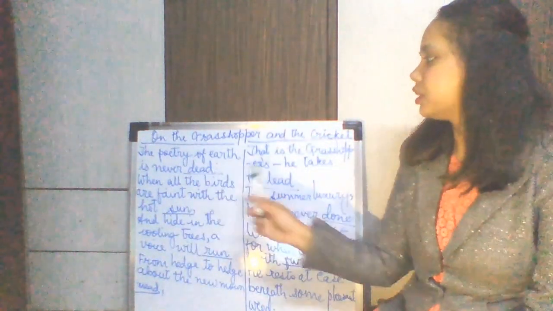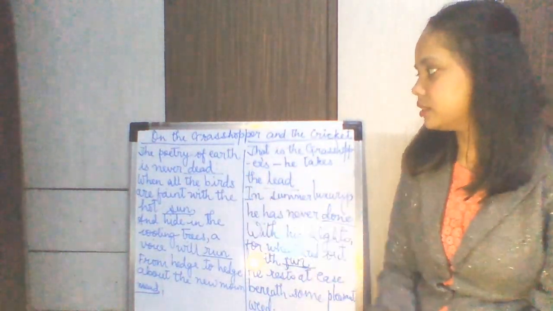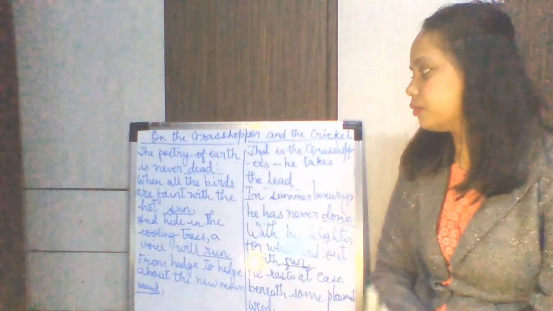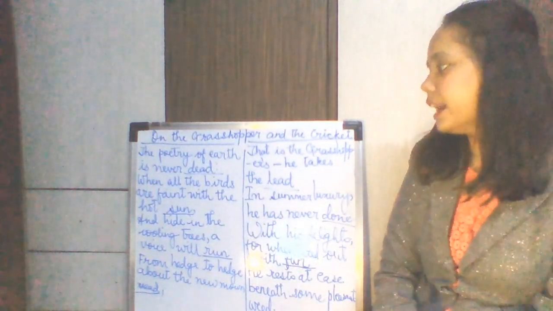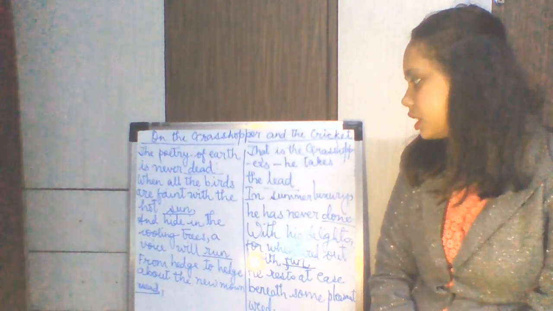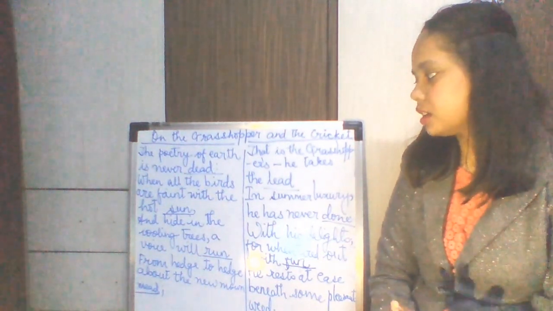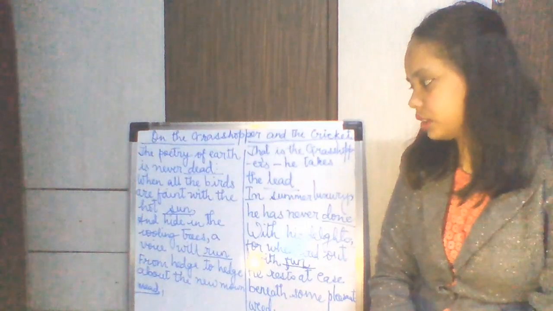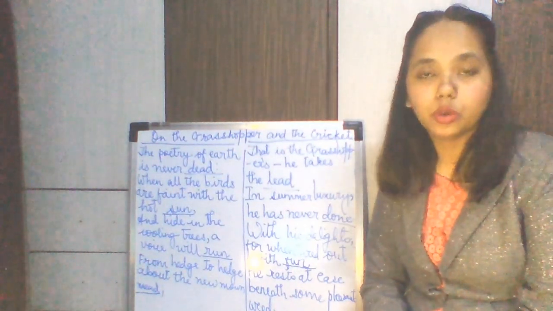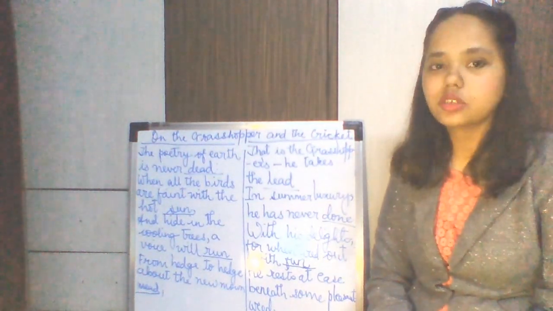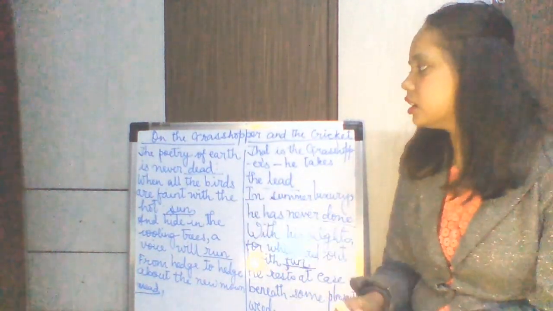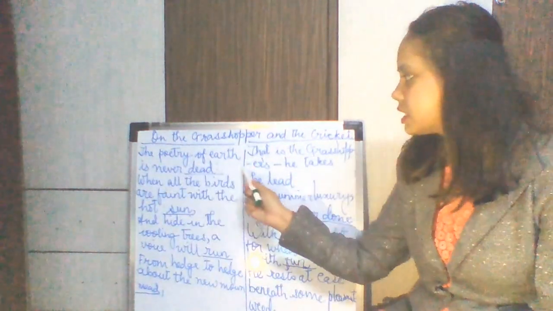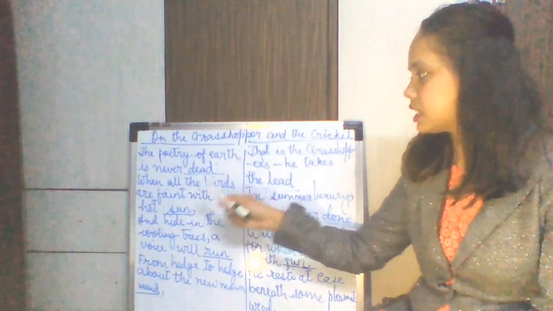So, the poetry of earth is never dead. When all the birds are faint with the hot sun and hide in the cooling trees, a voice will run from hedge to hedge about the new mown mead. As you can see, there are certain words that I have already underlined. This whole thing is the first line.